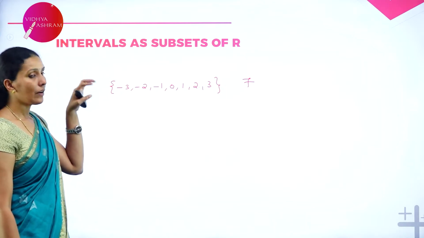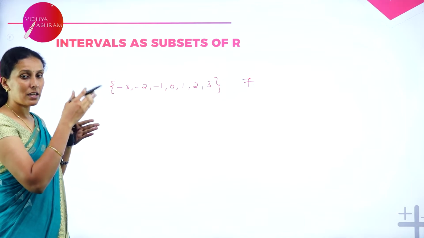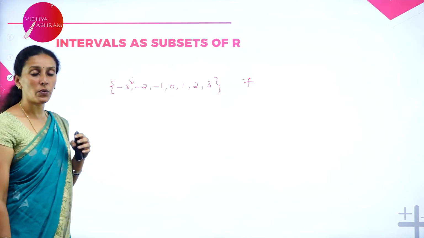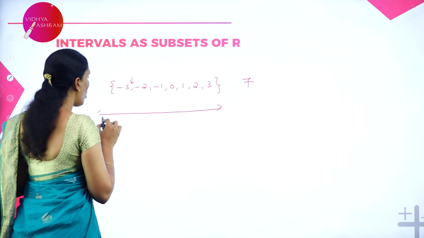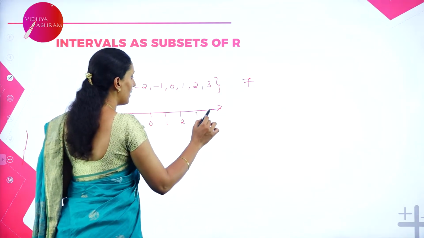When I am writing the real number system, I cannot write the elements as -3, -2 because there are infinitely many real numbers between -3 and -2. When you observe the number line, you always write the integers in the number line.